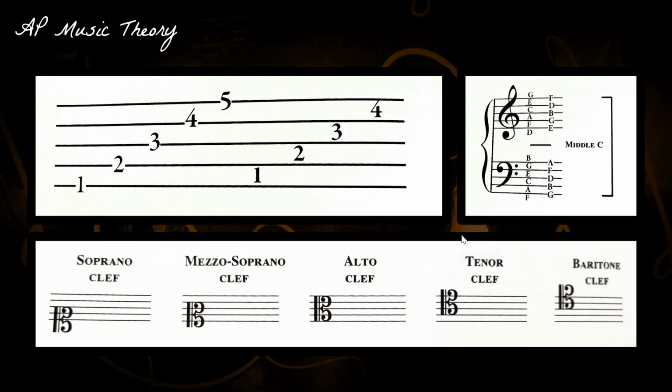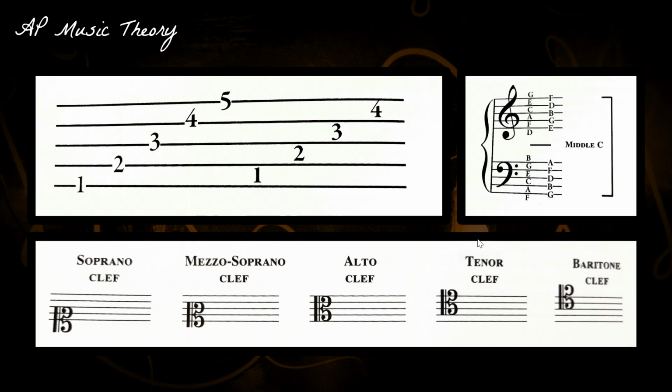Right next to it here, we have the tenor clef. When the C clef is placed on the fourth line of the staff, it becomes the tenor clef. The fourth line of the staff is middle C, or C4.